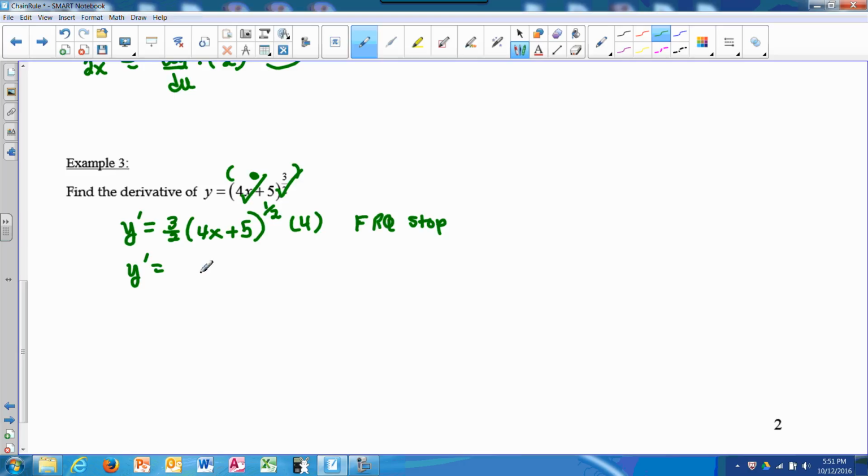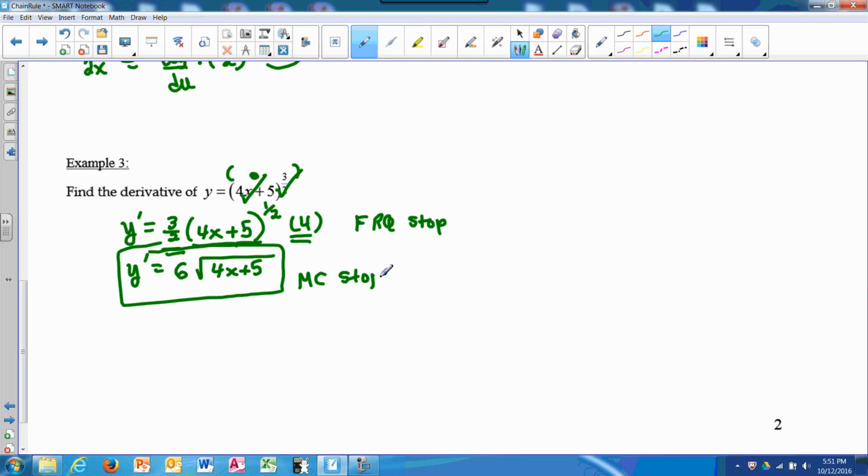Again, if this were an FRQ, I would stop right there. On a multiple choice, which is what this problem would probably be, 3/2 times 4. 3 times 4 is 12. 12 divided by 2 is 6. And in this case, this is not going on the denominator. We only put them on the denominator when we have a negative power. So this is just a regular square root. It's just not the third power anymore. So that's the difference, is we reduce the power. And that would be my final answer on a multiple choice.